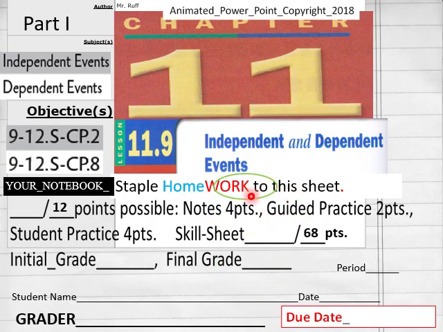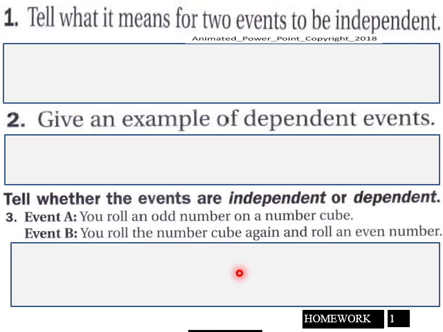And for today's homework lesson, you're going to have 68 points on your homework sheet. Have that out in front of you, students. Put your name, date, period here, and then due date here for my onliners and homeschoolers. You had 12 points on your notebook for the classwork, but for today's homework, page 1, tell what it means for two events to be independent. Put your response here. Give an example of dependent events for number 2.